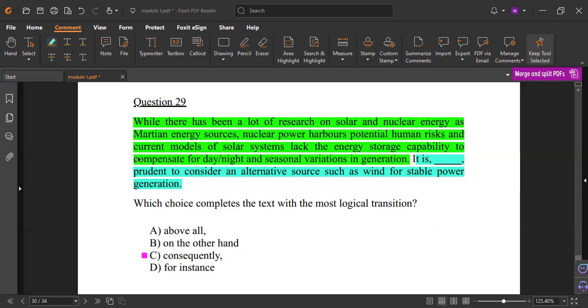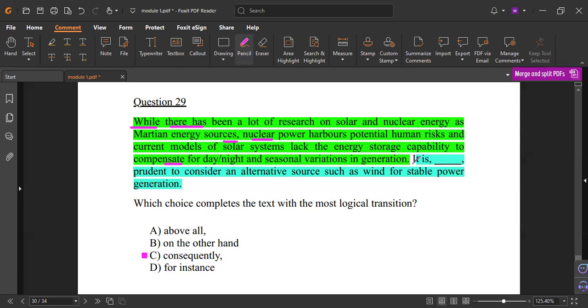Let's read. First the reason, and then the following consequence. While there has been a lot of research on solar and nuclear energy as Martian energy sources, this is about the conjunction. I'm just collecting the ideas. So sentence, comma, sentence. Nuclear power harbors potential human risk, and the current models of solar systems lack the energy storage capability to compensate for day and night and seasonal variations in generation.